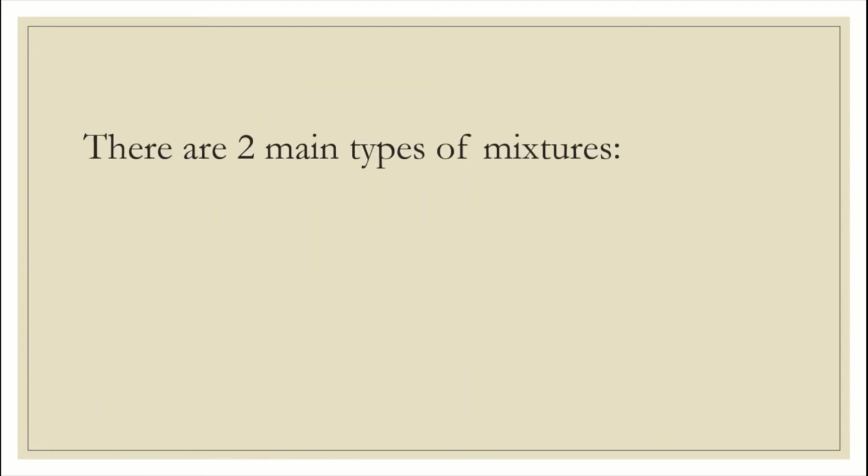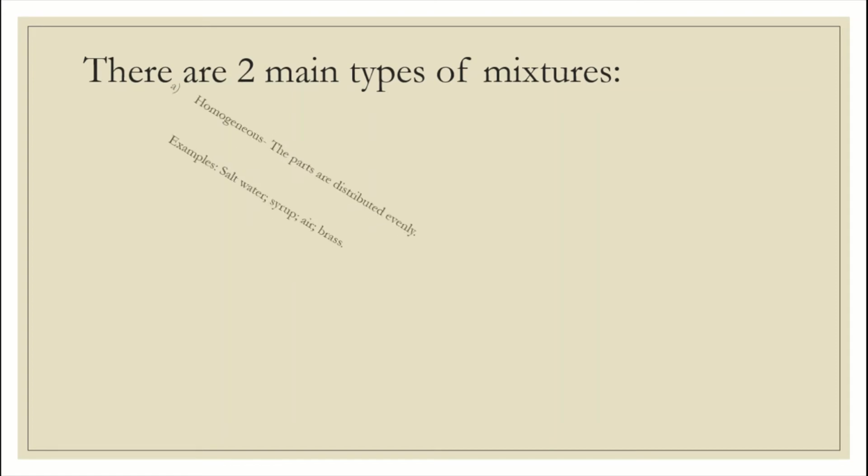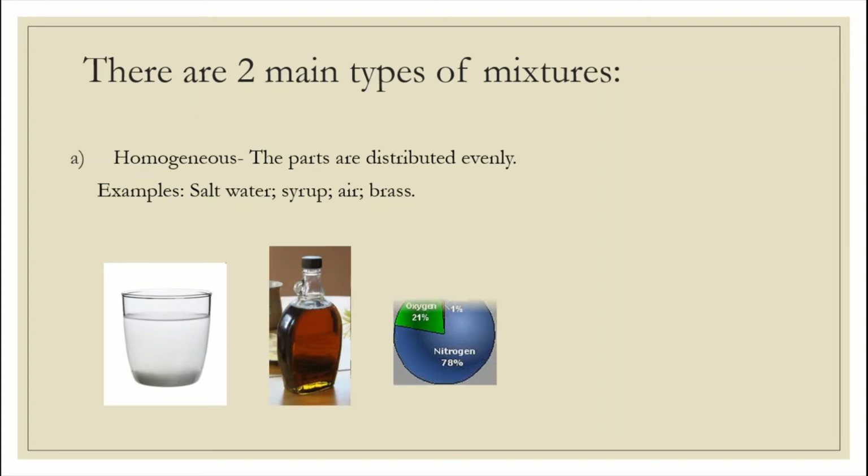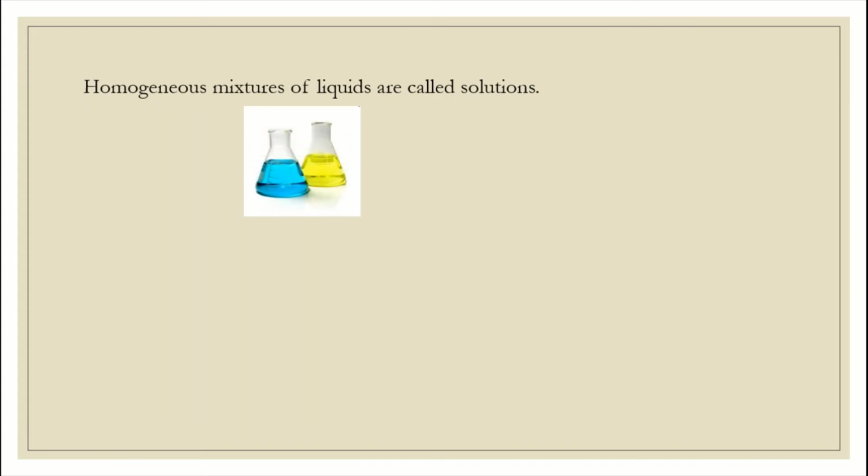There are categorizations. There are two main types of mixtures. We have homogeneous and heterogeneous mixture. For homogeneous mixture, the parts are distributed evenly. For example, salt water, syrup, air, and brass. You see, these are the ingredients. Homogeneous mixtures of liquids are called solutions.